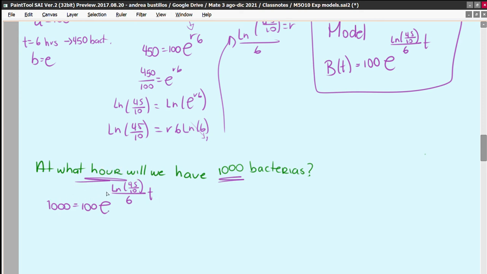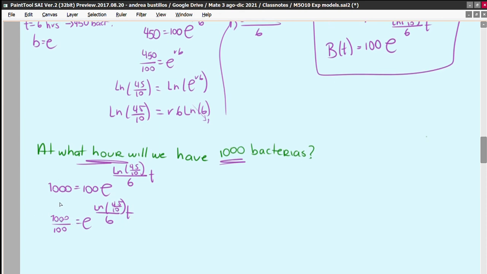So first off, let's leave the exponential term alone. So this is 1,000 over 100 equals e to the power of ln of 45 over 10 over 6. So now that I have my exponential term alone, I can apply logarithms. And first off, I can simplify this fraction. This is 1,000 over 100. We can cross off some zeros. So this is 10. So natural logarithm of 10 is natural logarithm of e to the power of ln of 45 tenths over 6 to the power of t.